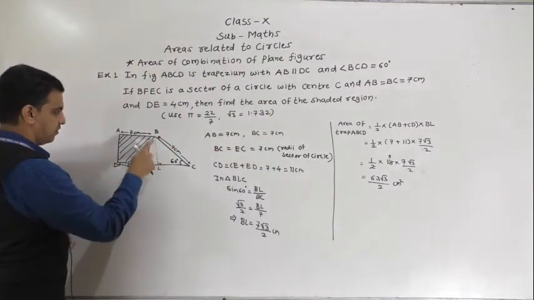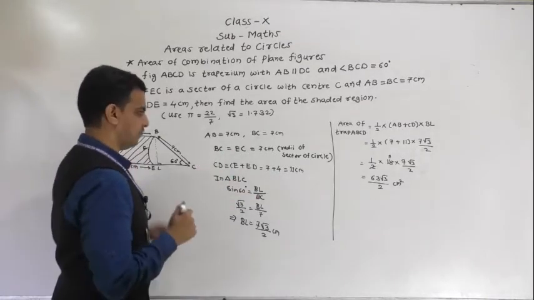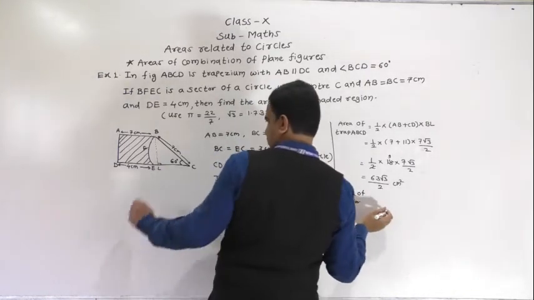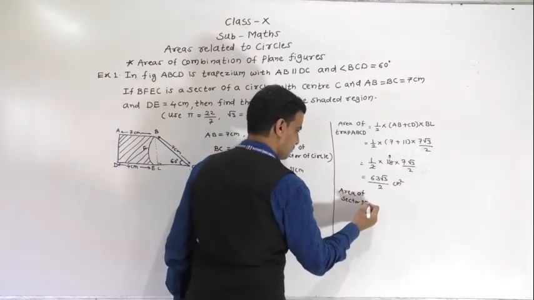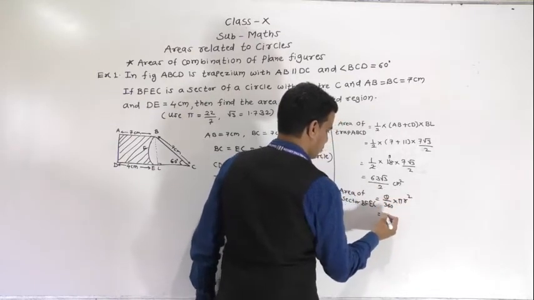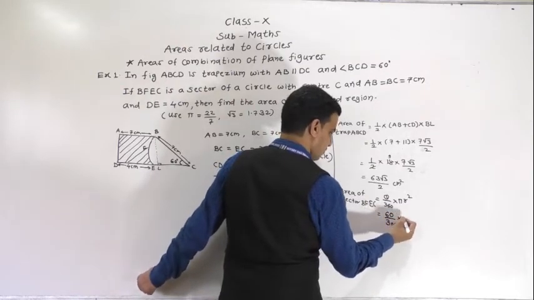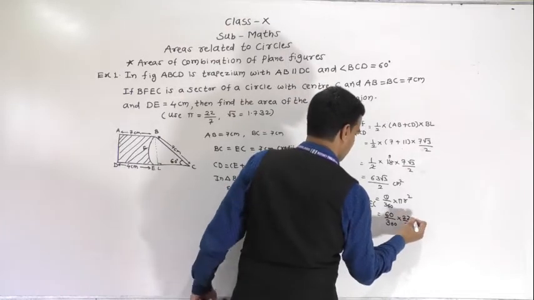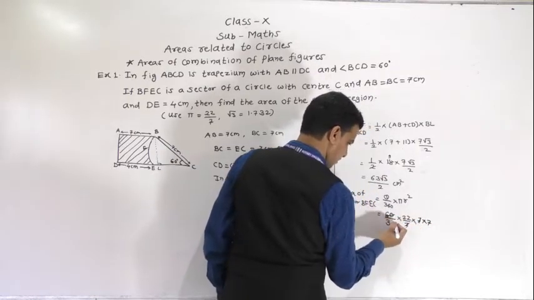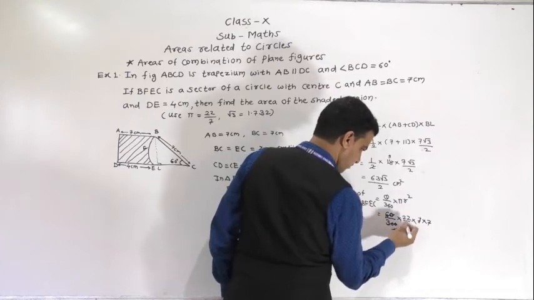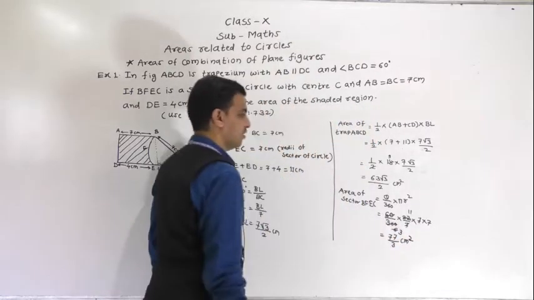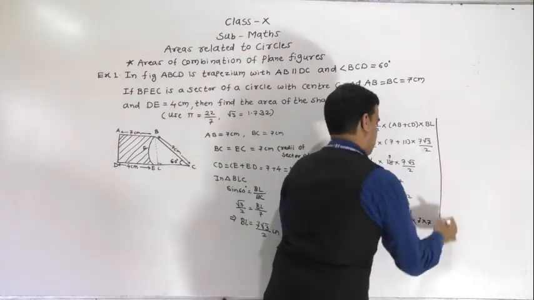Now we have to find the area of the sector, and subtract it from this to get the area of the shaded region. Area of sector BFEC is equal to theta upon 360 into pi r square. So theta is 60 upon 360, pi is 22 by 7, into r square. R is 7, so r square is 7 into 7. This 7 and this 7 cancel, 6 and 6, then 2 threes are 6, 11 ones are 11, so it is 77 by 3 centimeter square.